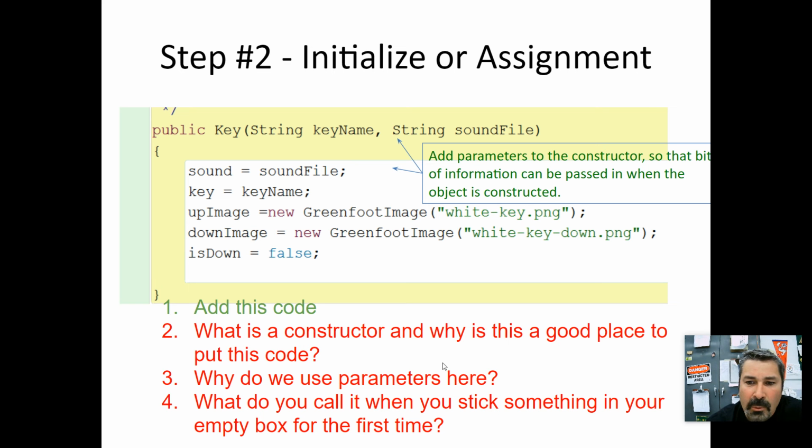What is a constructor, and why is it a good place to put this code? Why is it a good place to put this, this, this, this, and this? Why do we use parameters here? Well, I'm going to tell you the answer. Because the parameters allow us to pass in additional data, and that's exactly what we need. We need to pass in different information for each key.